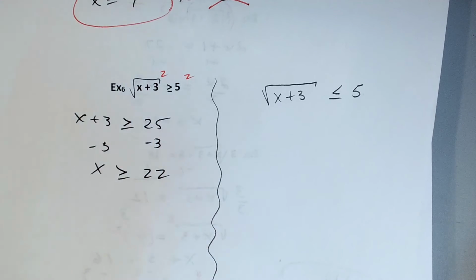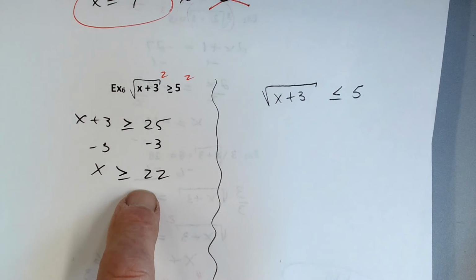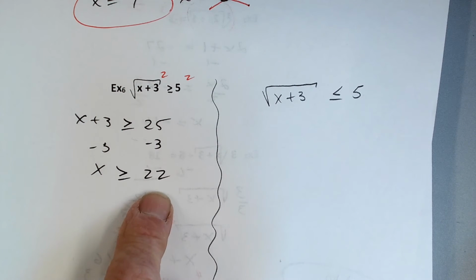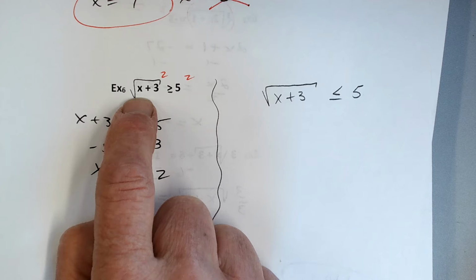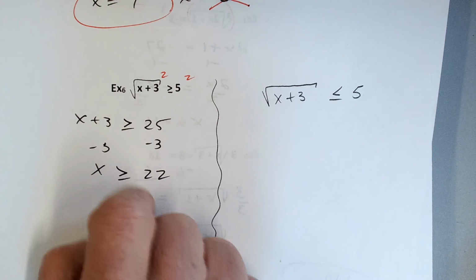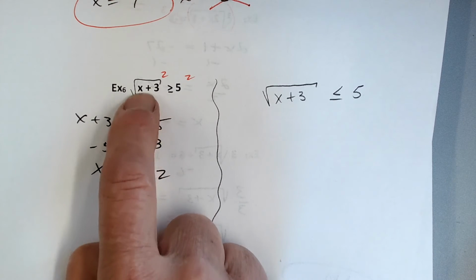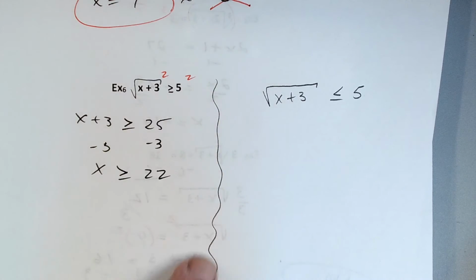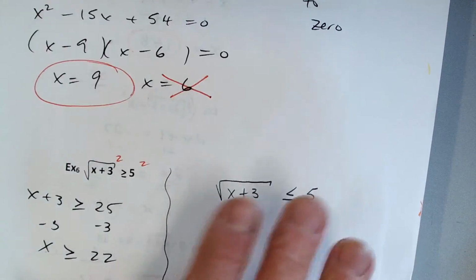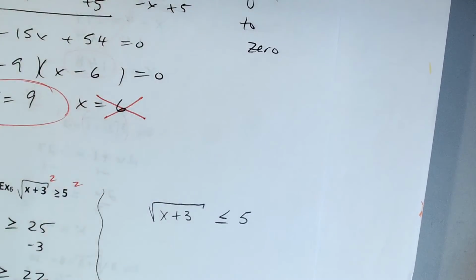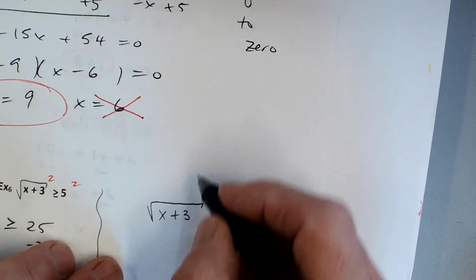Okay, so what does that mean? Well, 22 is an answer, but so is 23, so is 24, so is 25. 25 is an answer. 26, 100 is an answer, right? Because it's greater. In fact, if I put 100 in here, that'd be greater than 5. If I put 1,000 in here, that'd be greater than 5, right? So it's all of these answers. But this one's a little bit trickier. The problem with this one, this is our hard one.